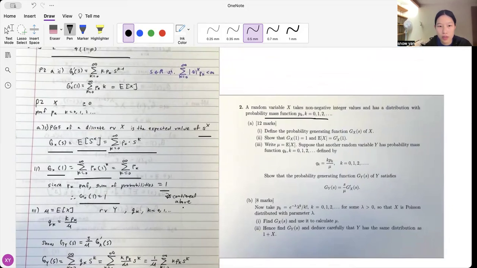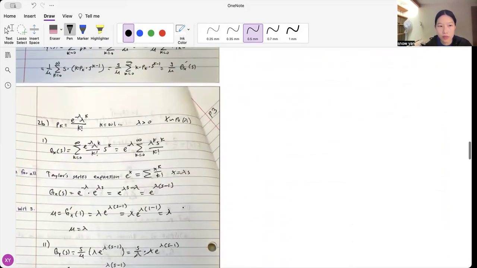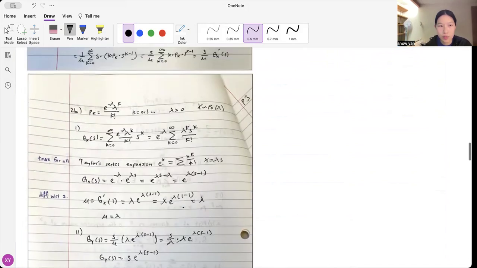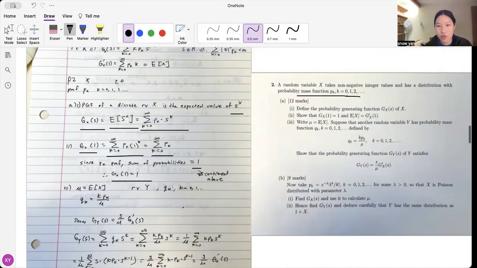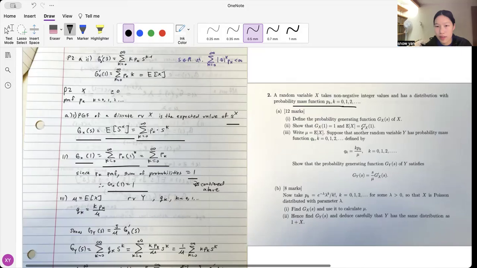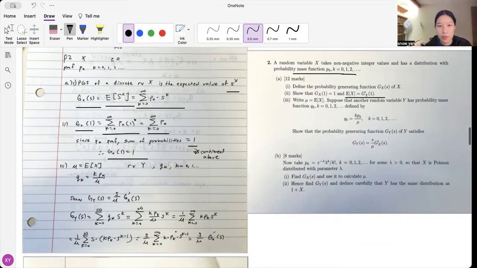Why did I write a star continued above? Did I even write G prime of 1? If I want to show that E of X is equal to G prime of 1, I think I might have missed that. That's basically just showing G prime the same way I take the derivative of that, moving the k factor down to the front. That would get me to what I need. I definitely missed this part, so that's something I should include. But I got that on the exam, so that should be good.